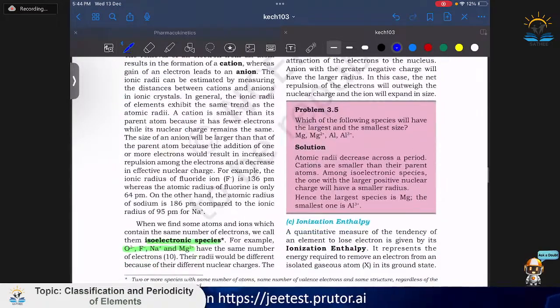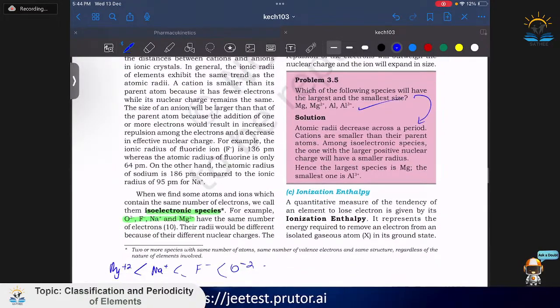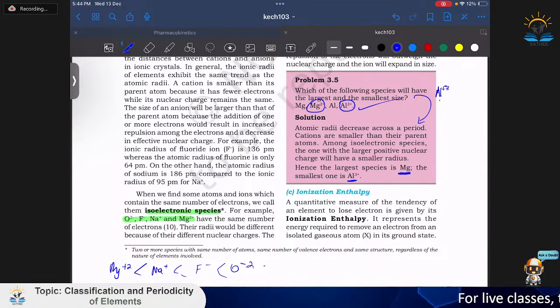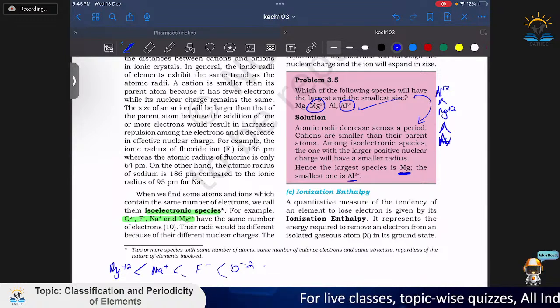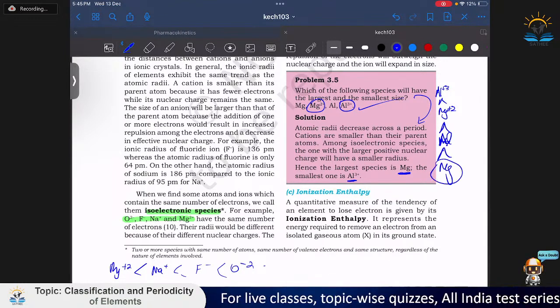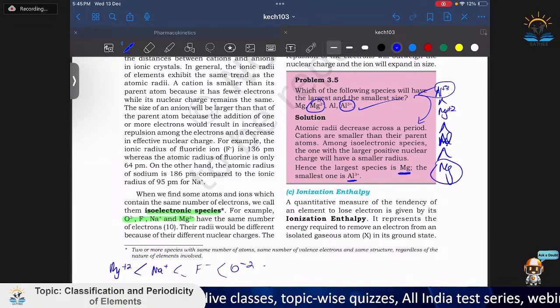Similarly, here they have given the size. See, the largest species will be magnesium, the smallest is Al3+. How? Cations will always be smaller than their neutral parent atoms. So Al3+ is the smallest. Mg2+ follows it. And between Mg and Al, which will be larger? Of course, Mg will be larger because it lies to the left. So yeah, Mg is the largest, Al3+ is the smallest.